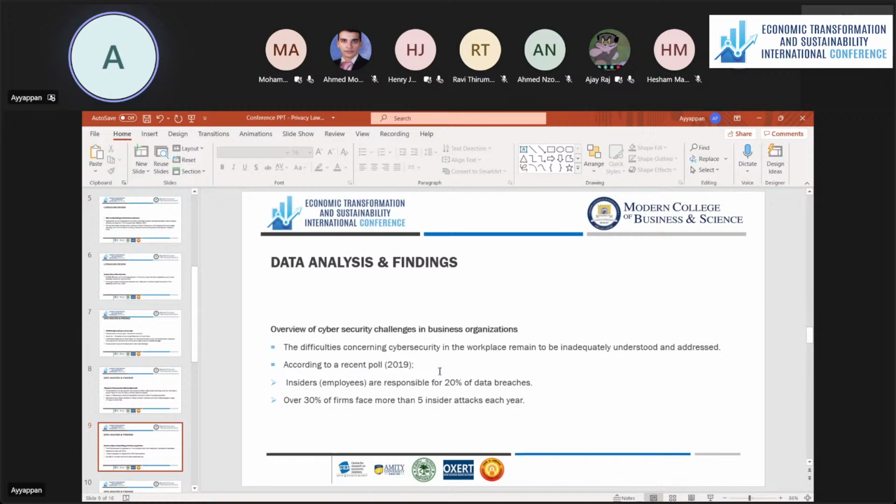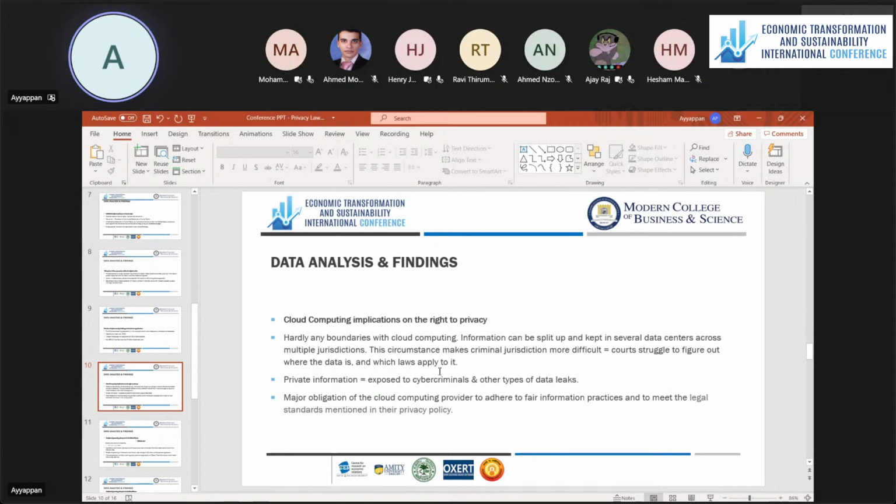Cybersecurity challenges in business organization. The corporate world is evolving into a fast-paced worldwide economy, which relies on various channels of communication and data transmission. The difficulties concerning cybersecurity in the workplace remain inadequately understood and addressed. According to a recent poll in the year 2019, insiders, employees, are responsible for 20% of data breaches. Over 30% of firms face more than 5 insider attacks every year. In the majority of situations in the employment sector, a substantial amount of data breaches are by insiders, and the employees contribute considerably to these intrusions on their corporate online websites.